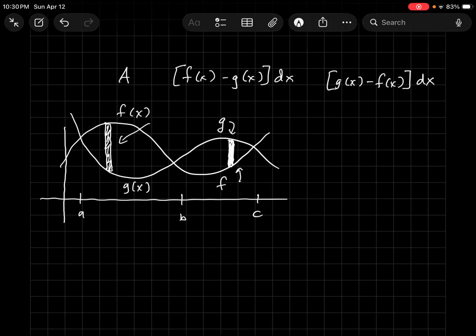And to find the area, I'm going to sum up all the small rectangles on the first part, from x equals a to x equals b, plus add all the rectangles on the right part, starting at x equals b and going to x equals c.